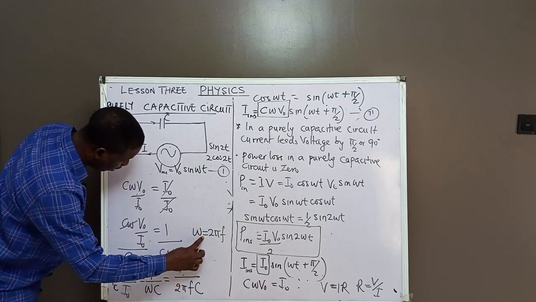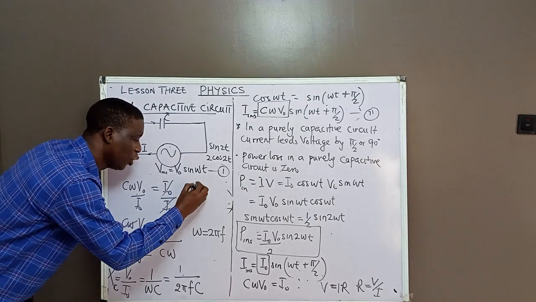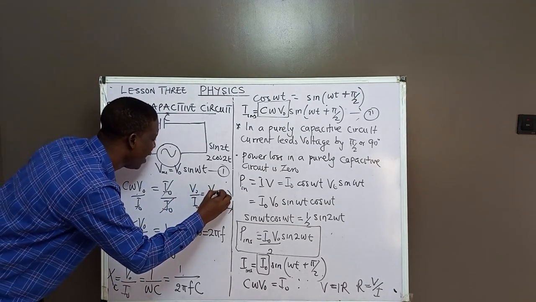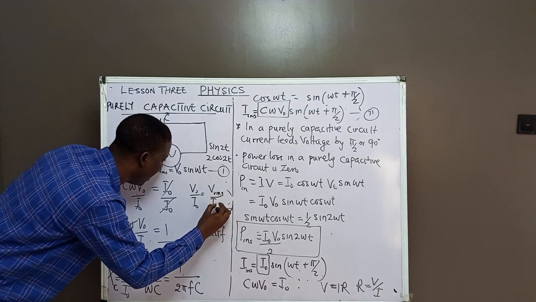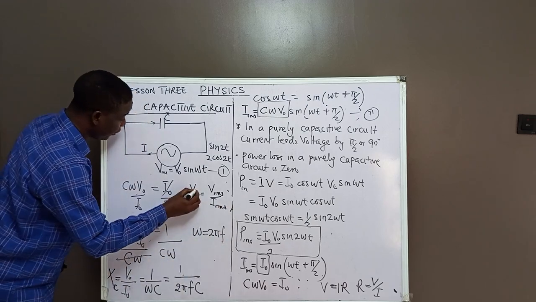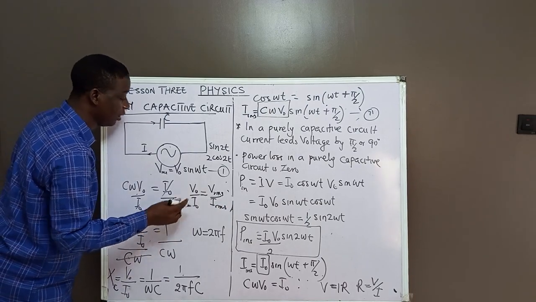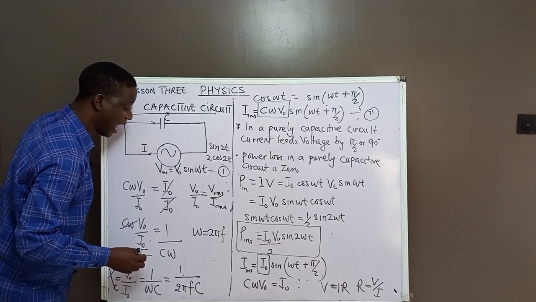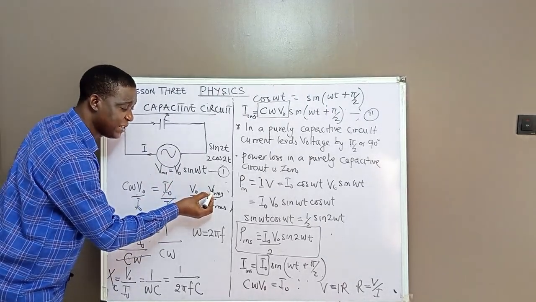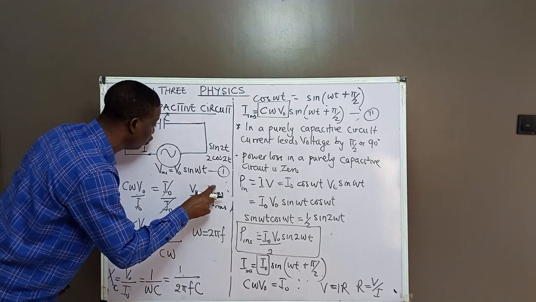W is equal to 2 pi F, so 1 over 2 pi FC. Now recall that V naught over I naught is the same thing as VRMS over IRMS. Don't forget it, if you don't know it now. V naught over I naught is the same as VRMS over IRMS. Why? This VRMS has a formula of V naught over root 2.